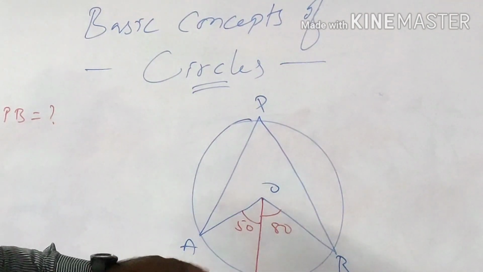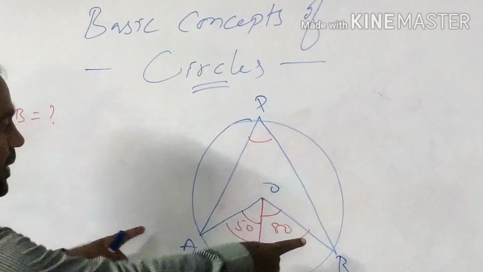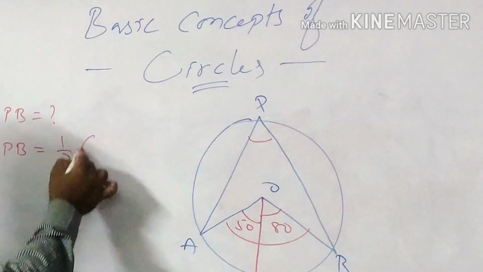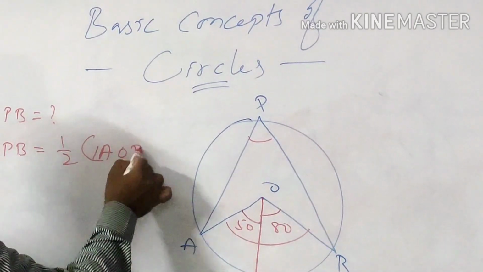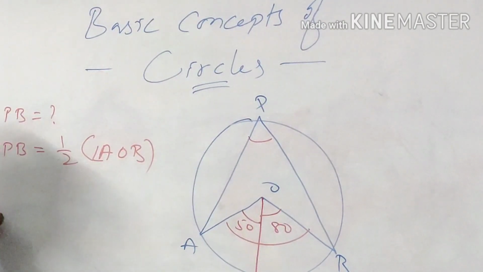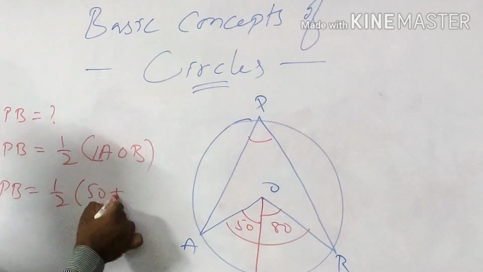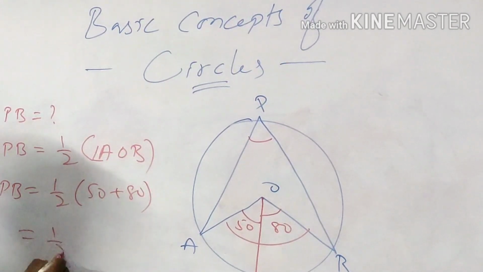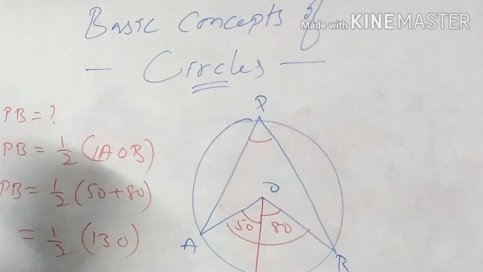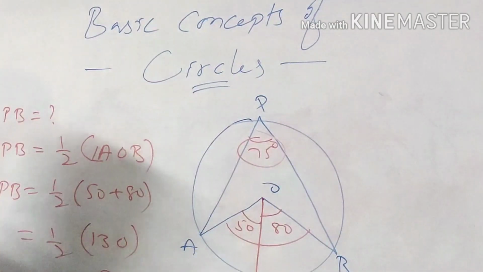So same theorem is applicable here. We know that this angle is half of this angle total AOB. Angle APB is nothing but half of angle AOB, and angle AOB is divided into 2, 80 and 50. So we will take the sum of those 2 values, 50 plus 80. Of course it is half of 130. I guess 130 only. Yeah. Then it is 65. Angle P is 65.